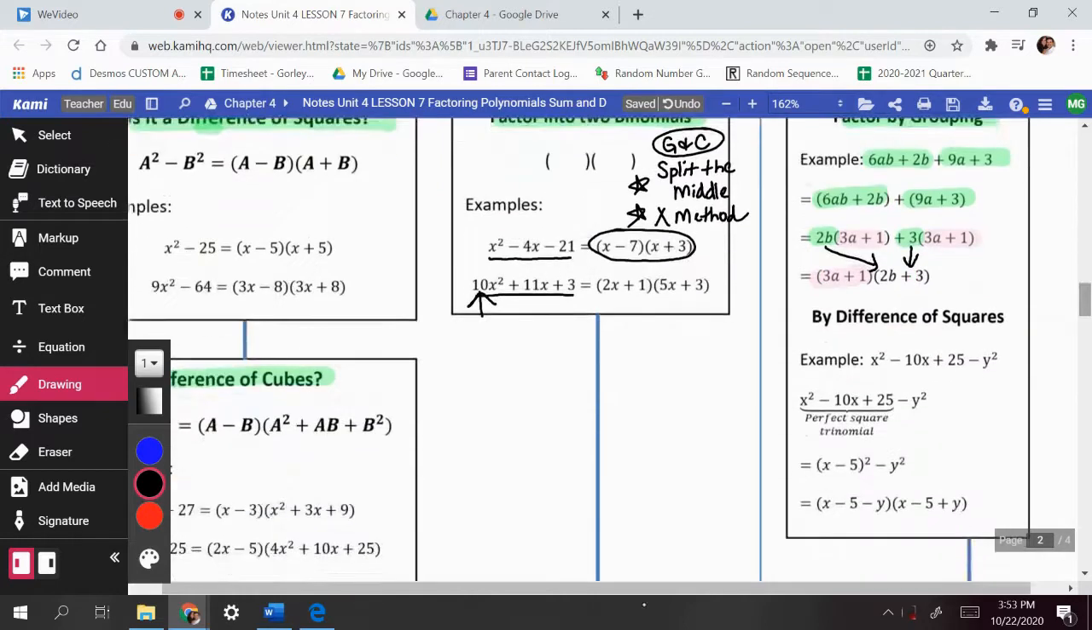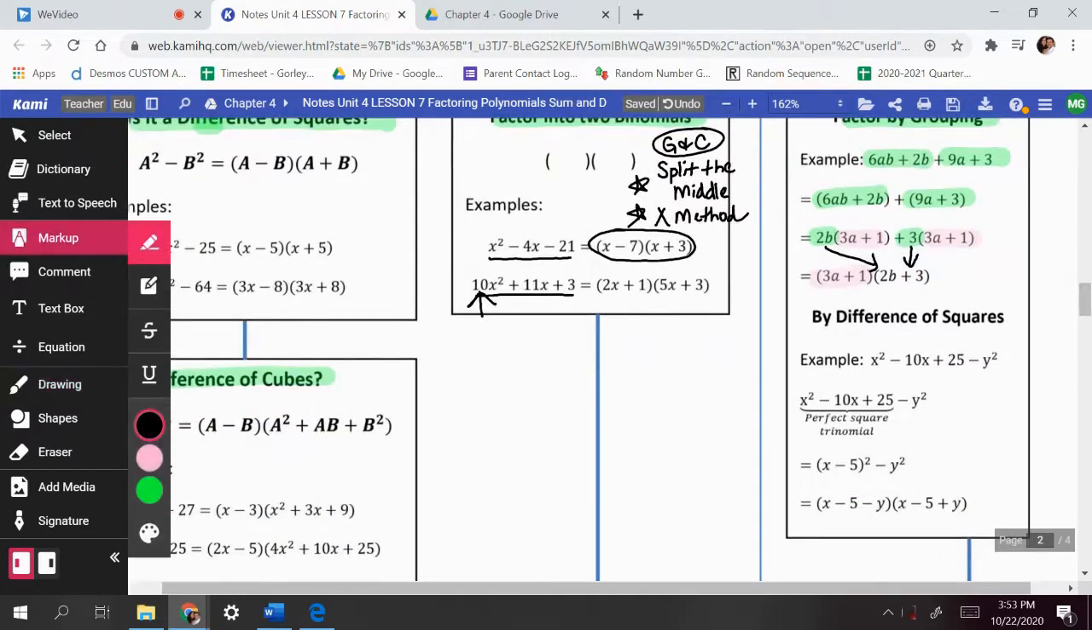If you watch my enrichment video, we also talked about 3 by 1 grouping, where we do 3 terms in one group and then 1 term in the other group.